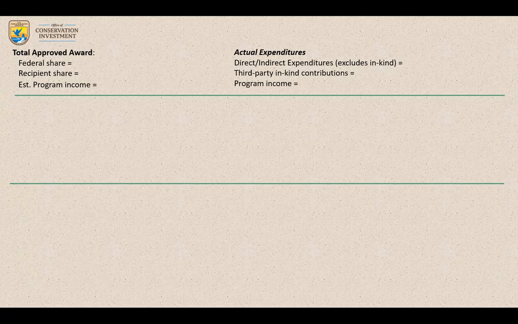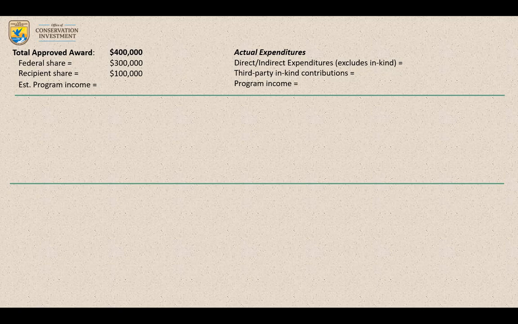In this scenario, a recipient receives a federal award with a mandatory cost share requirement of 25%. The total award amount is $400,000. The federal share of the award is $300,000, or 75% of the total project cost. The recipient provides the remaining $100,000, or 25% of the total project cost.